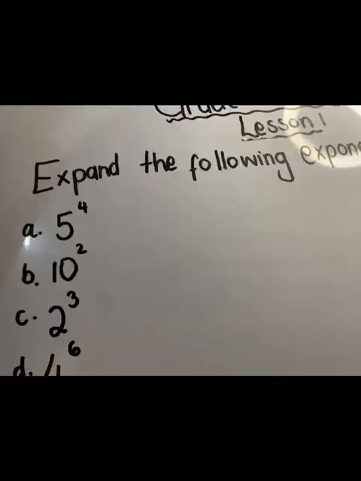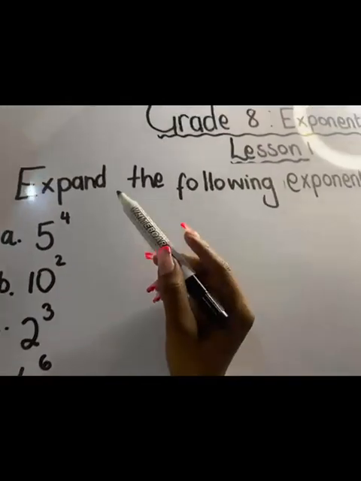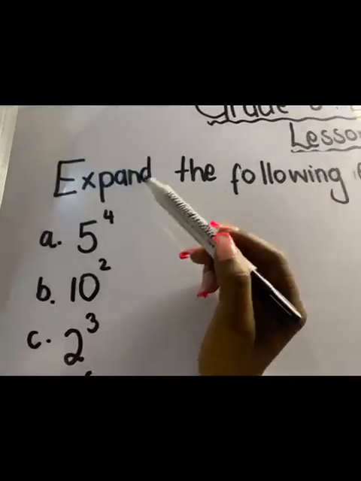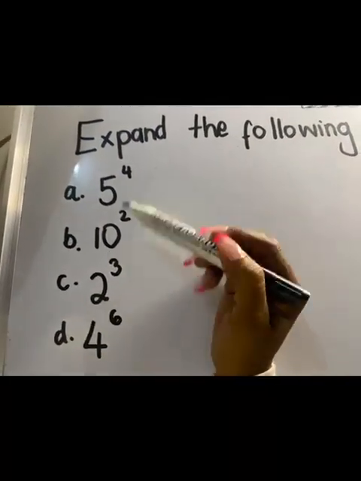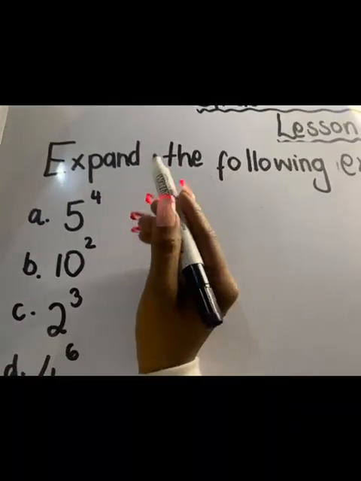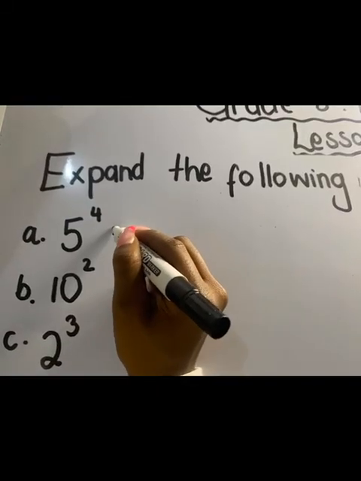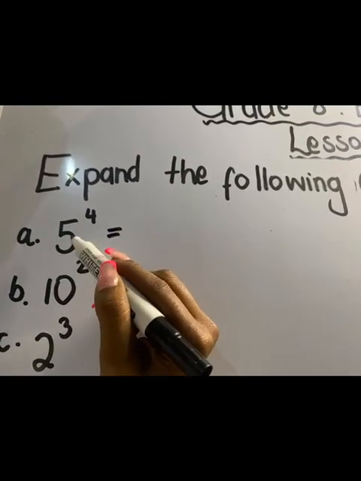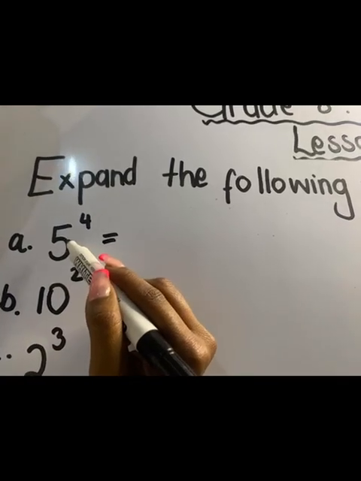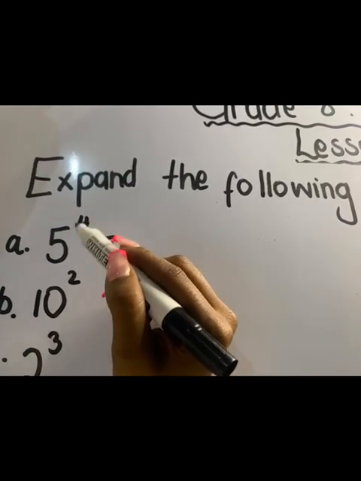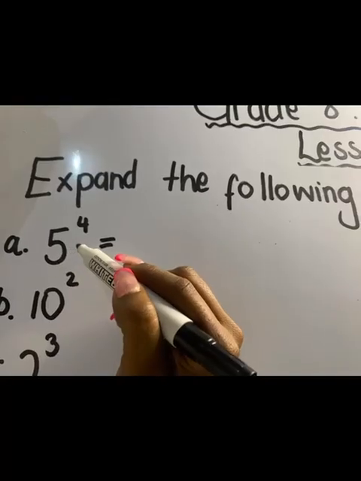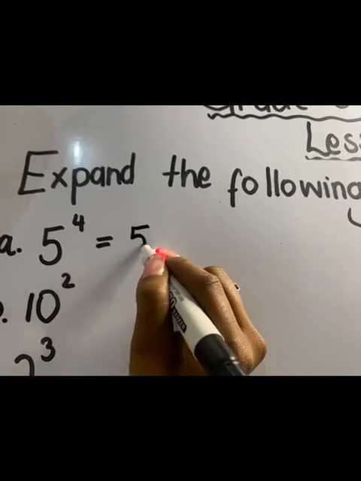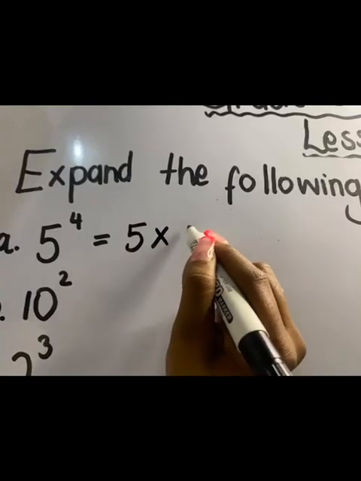Right, so let's look at the first question. It says expand the following exponents. So we are given exponents here and we are asked to expand them. So let's look at number 1. How would we expand this? We're going to look at our base and we see that our base is a 5. Now our exponent is 4. This means that our base must repeat itself 4 times. So we're going to take the 5 and multiply it 4 times.